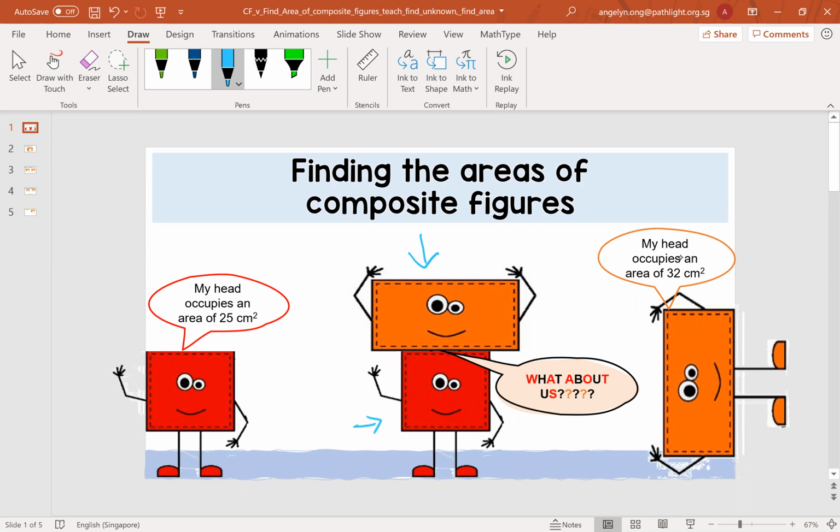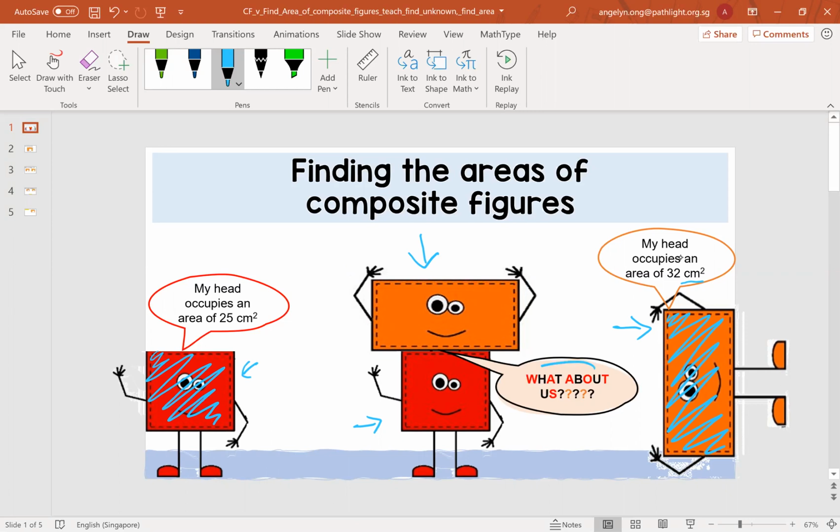And on the left, we have this square that says his head occupies 25 square meters. So that means the area inside here is 25 square meters. Sorry, square centimeters. And on the left, we have a rectangle. And the rectangle says my head occupies an area of 32 centimeters squared. That means the area of this rectangle is 32 square centimeters.